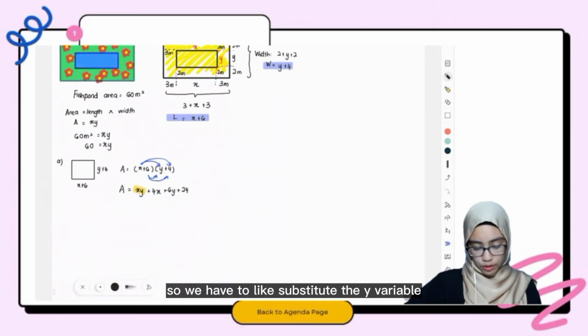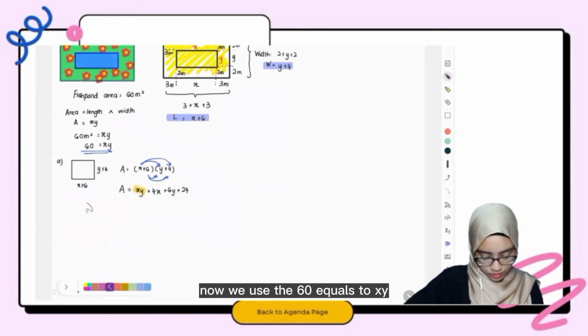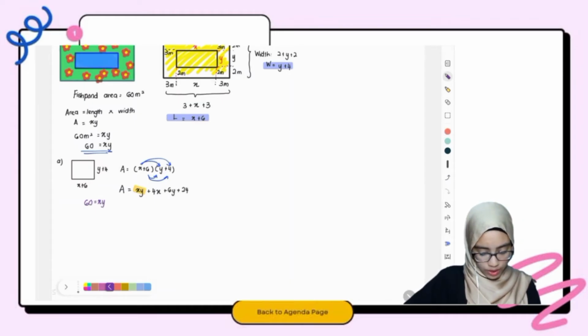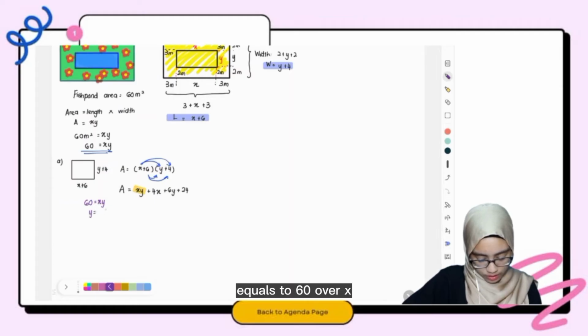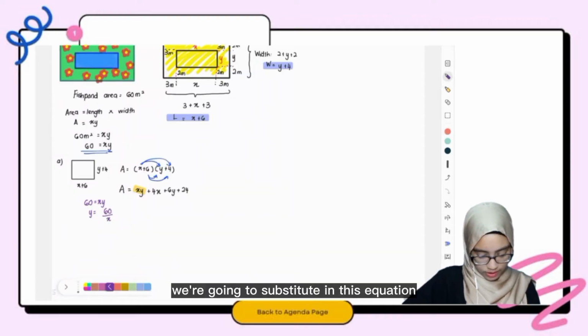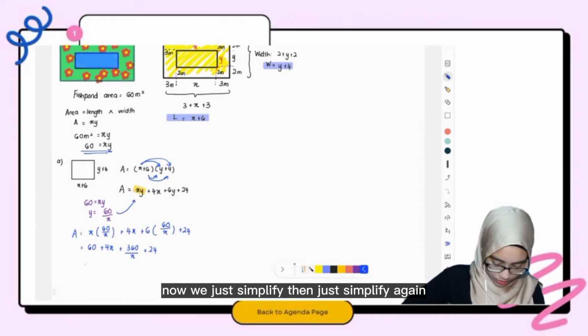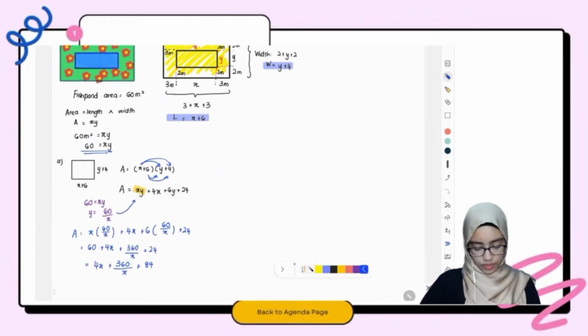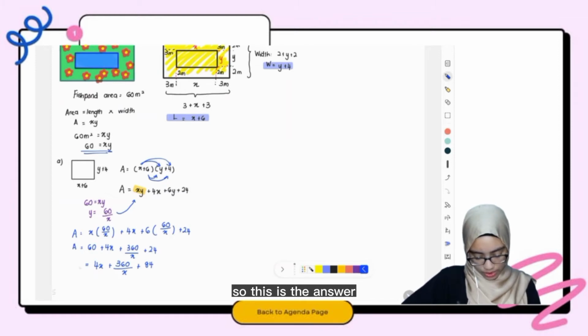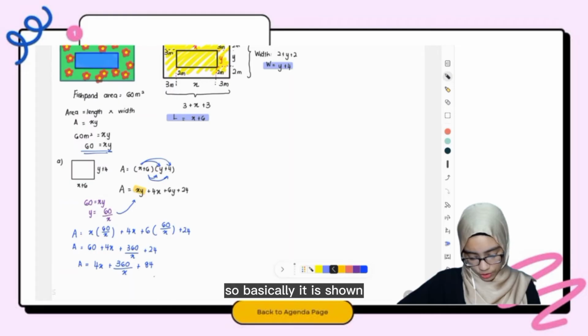So we have to substitute the y variable. Now we use 60 equals xy. We let y equal 60 over x. We substitute into this equation, then simplify, and simplify again. So this is the answer. So basically it is shown.